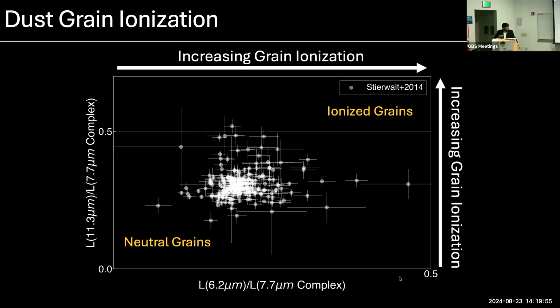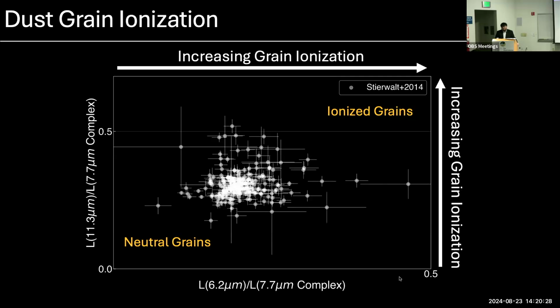Now, I mentioned earlier that PAH molecules can come in a variety of different shapes and sizes. And so this allows for the decomposition of certain molecules, and depending on which spectral feature you see, those can be related to different physical processes. In particular, the 6.2 micron feature and the 11.3 micron feature are both associated with either rotational or vibrational modes associated with ionized grains. Meanwhile, the 7.7 micron features are associated with neutral grains.